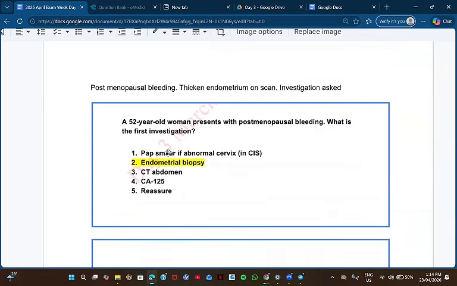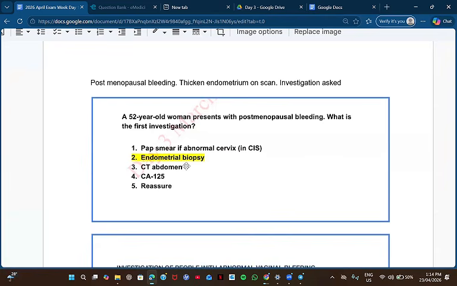And here, this is the March recall. A 52-year-old woman presents with postmenopausal bleeding. What is the first investigation? Here they have given pap smear, abdominal cervix, then CT abdomen, CA125, reassure. We all know, right? Currently, we are not doing the pap smear in Australia. So pap smear is out, CT abdomen out, CA125 out, reassurance is out. So the only thing we can do is endometrial biopsy. This is the definitive diagnosis, right?